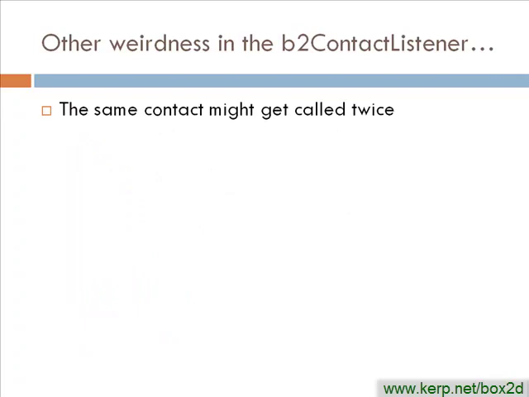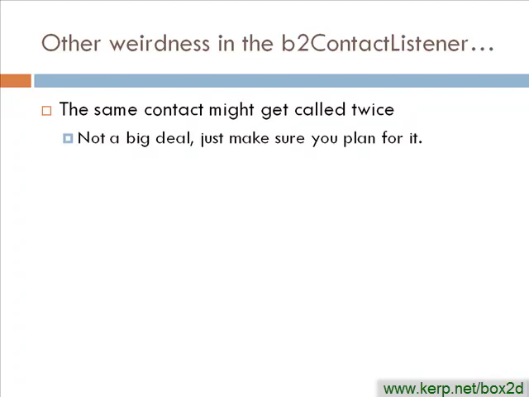Some other things you need to watch out for. The same contact may get called twice. This doesn't happen too often, but it does happen. I'm not quite sure exactly what situations make the contact called twice. I think maybe it's with fast-moving objects, but I'm not sure. All I'm saying is, your add function may actually trigger twice in the same step. This isn't a big deal. Just make sure you plan for it.